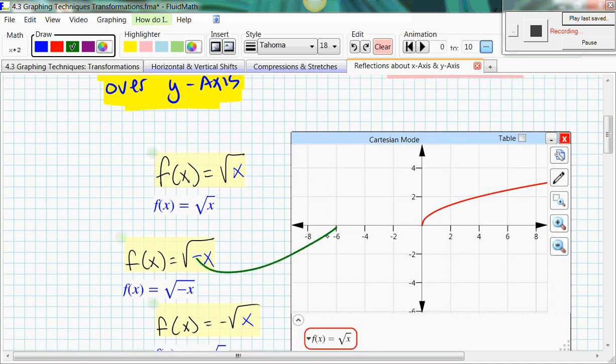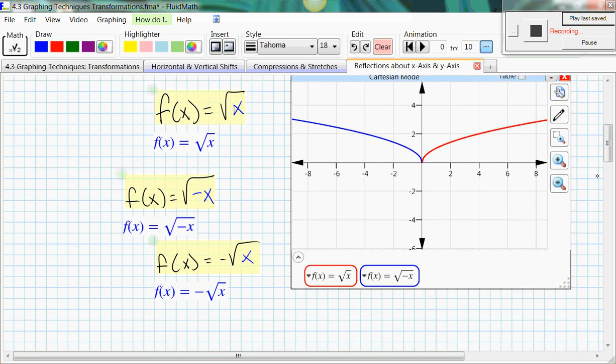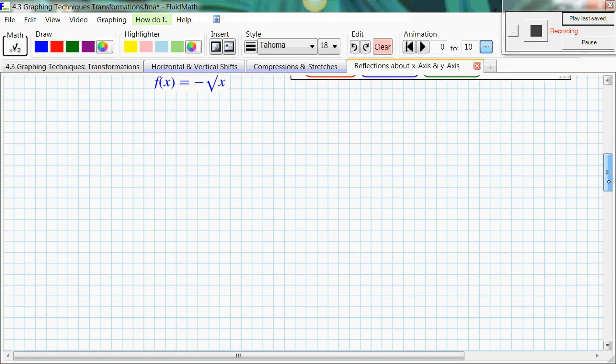So when I bring this onto the graph here, I'm in the right mode, of course. When I bring this onto the graph, notice it has been reflected over the y-axis, right? Because I've replaced every x with a negative x. That's different than taking the negative of my function and placing that on the graph, and notice I get a reflection over the x-axis.